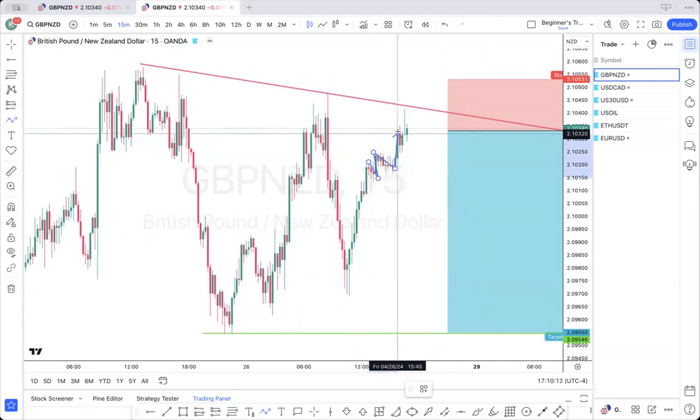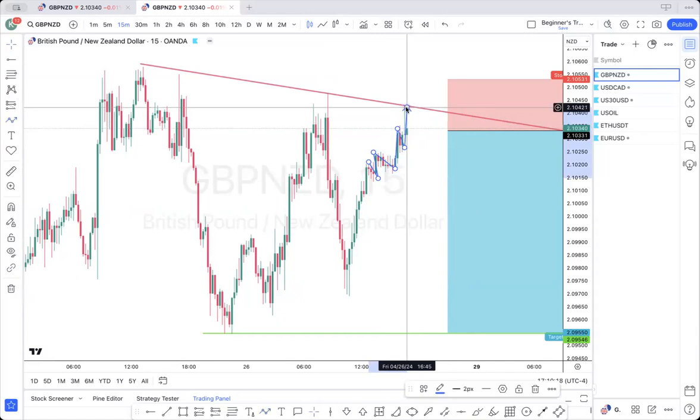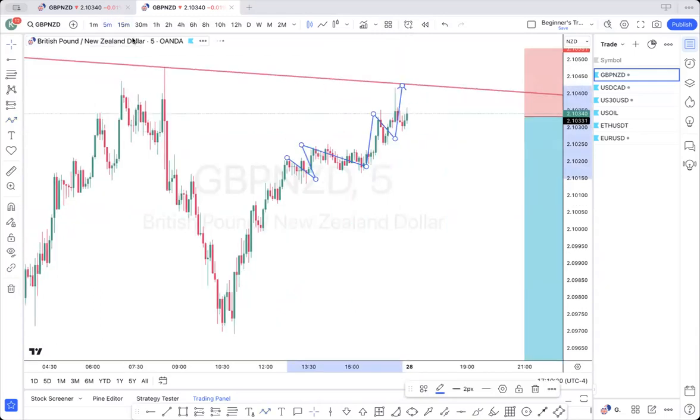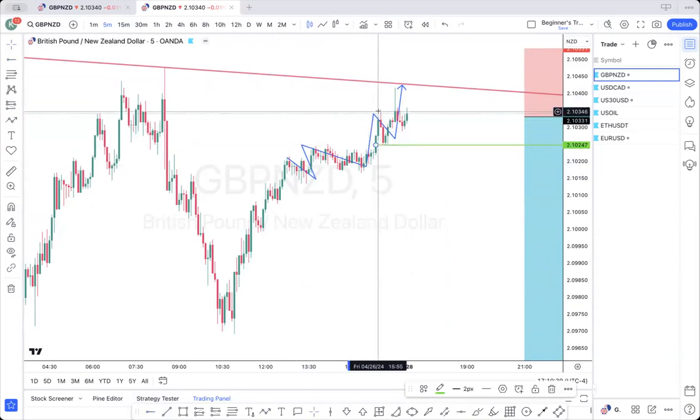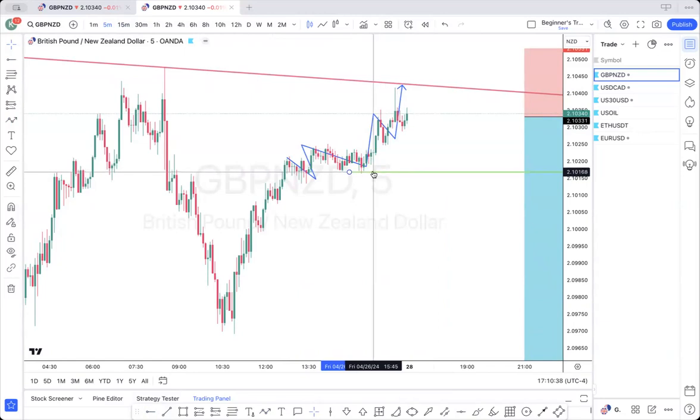I can see this here, this pullback. Now, I like to see a closed candle on the... see, that didn't close. So because that didn't close for me right now, this would be my swing.